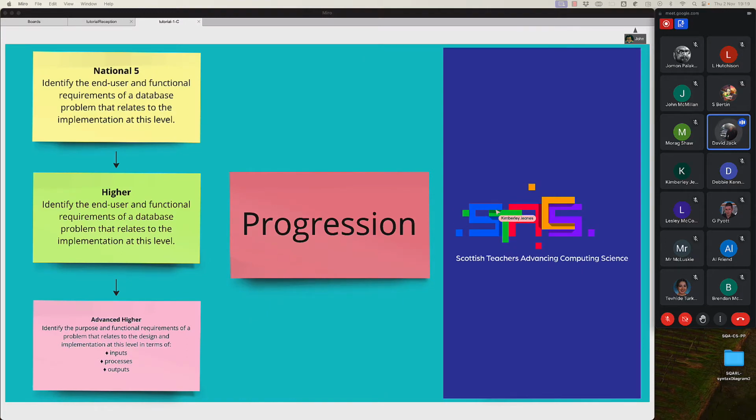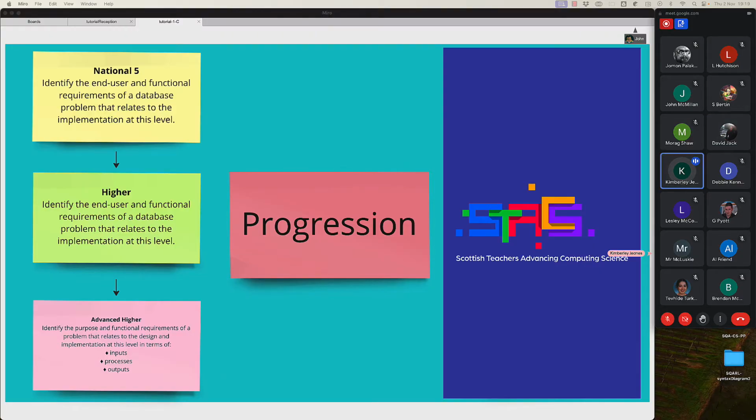So let's look at the analysis first. Okay, so on the left-hand side, we've got analysis. Both the National 5 and at higher level, candidates are expected to identify the end user and functional requirements that relate to the implementation at that stage. Yeah, and actually they are the exact same wording.